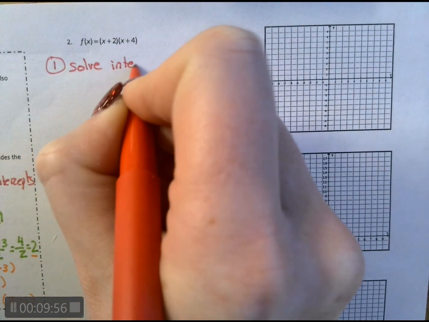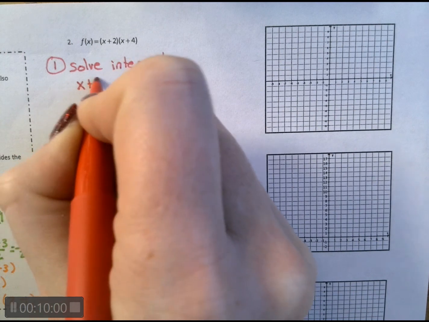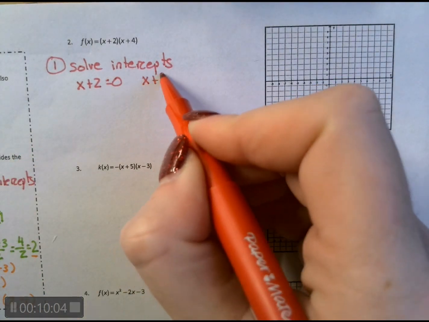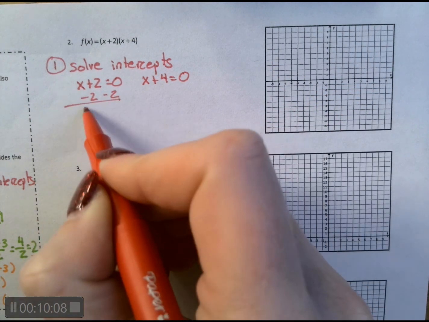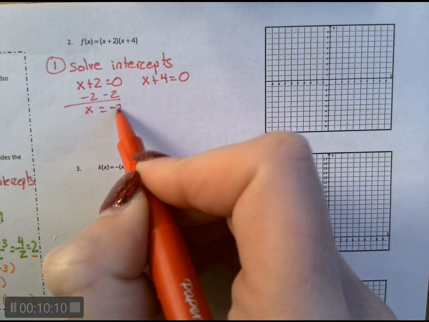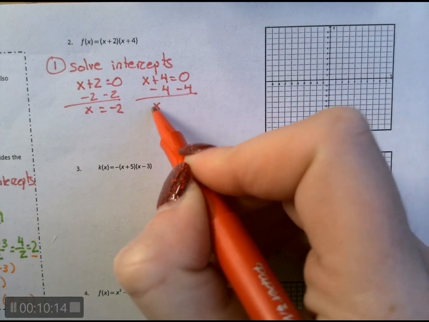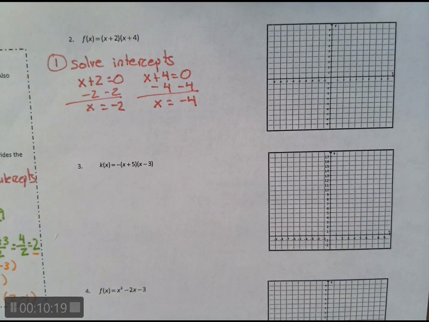So I have x plus 2 equals 0, and x plus 4 equals 0. Subtract 2 from both sides, so I get x equals negative 2. Subtract 4 from both sides, x equals negative 4. Alright.